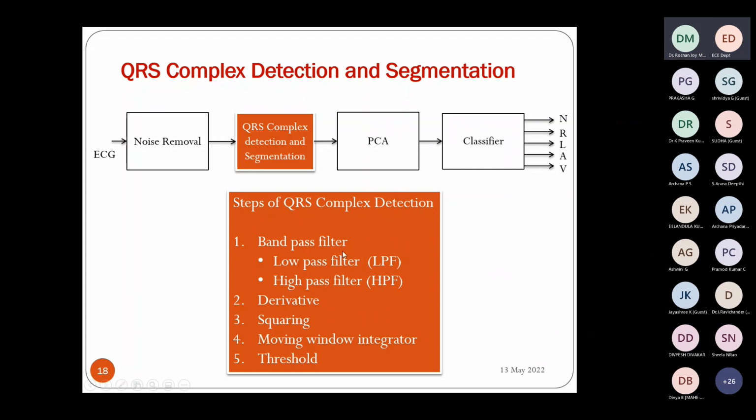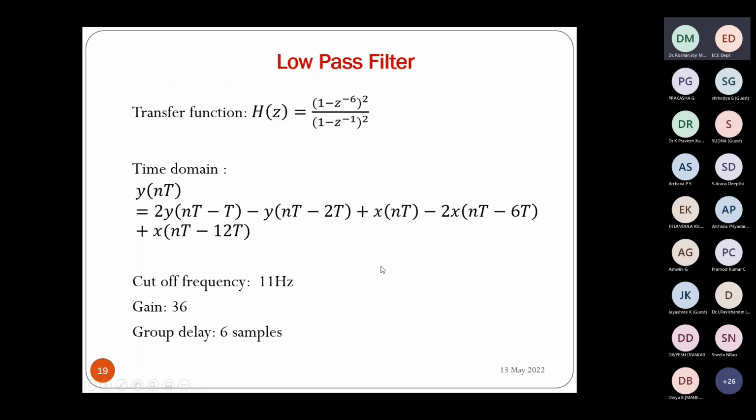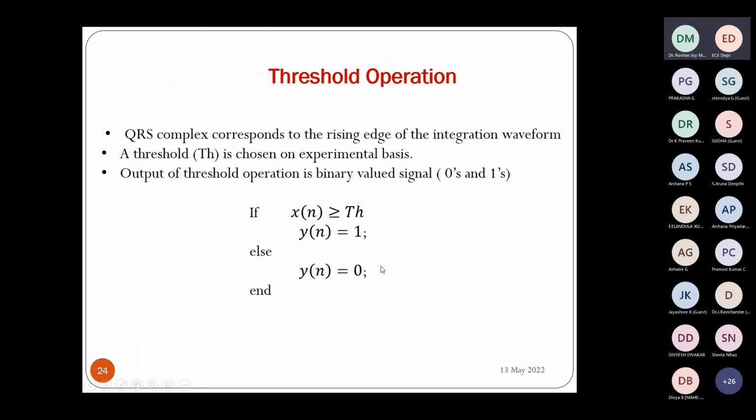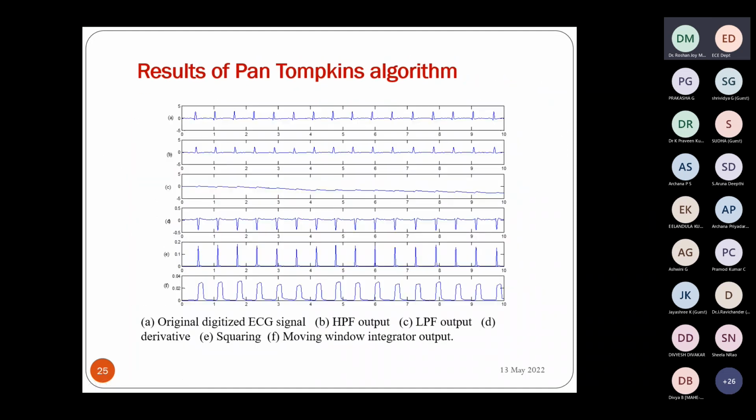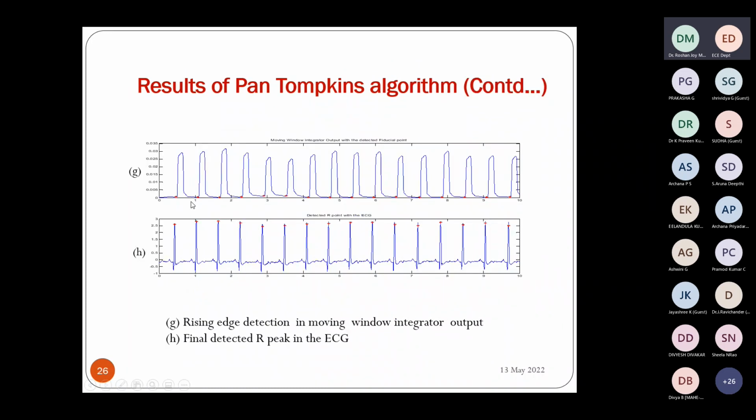Different filters you are using: band pass, low pass, high pass, derivative filtering, and moving window integrator. Each filter gives a certain delay, and you have to add all the group delays, and go back by that many samples. After processing, the output needs to be adjusted for the total group delay, and that point corresponds to the QRS complex.